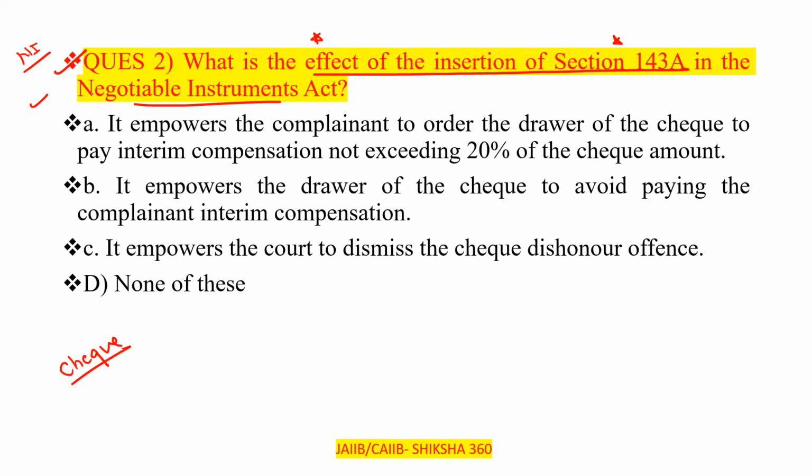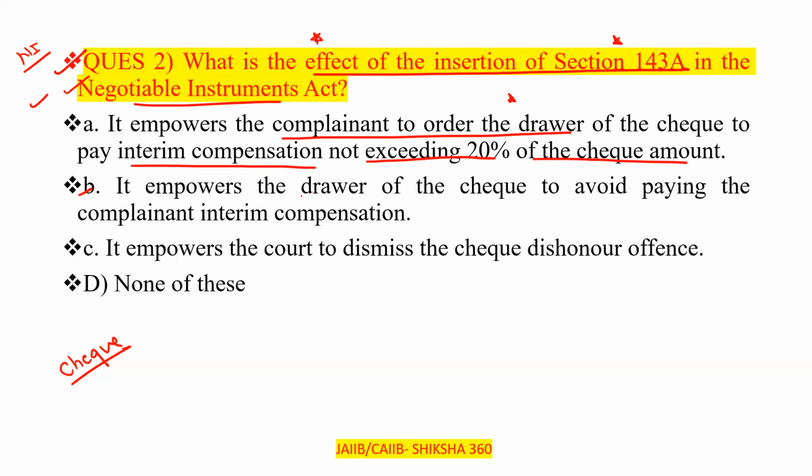So please tell fast if anyone has any knowledge regarding that. What is the effect of the insertion of section 143A in the Negotiable Instruments Act? Option number 1 is, it empowers the complainant basically to order the drawer of the check to pay interim compensation, not exceeding 20% of the check amount.